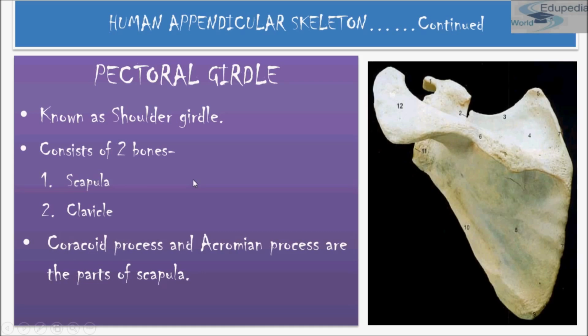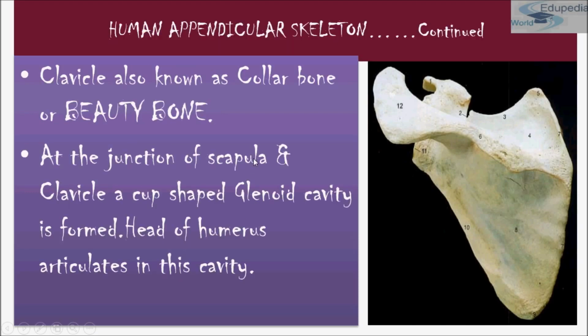Now comes pectoral girdle. It is also known as shoulder girdle. The one which is found in our shoulder, and it consists of 2 bones, which are scapula and clavicle. Coracoid process and Acromion process are the parts of scapula. Now comes clavicle. Clavicle is also known as your collarbone. This is your collarbone. It is also known as beauty bone.